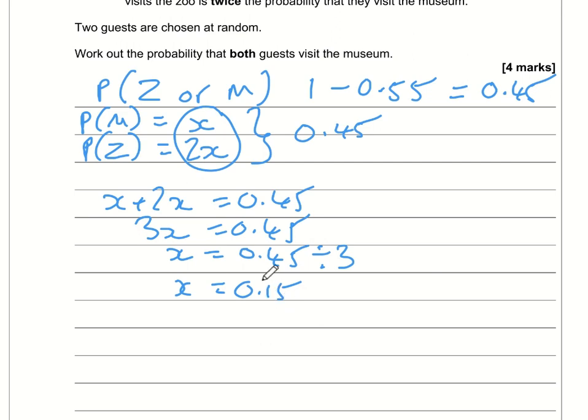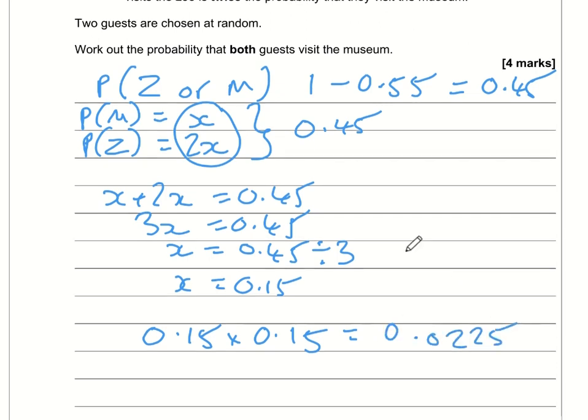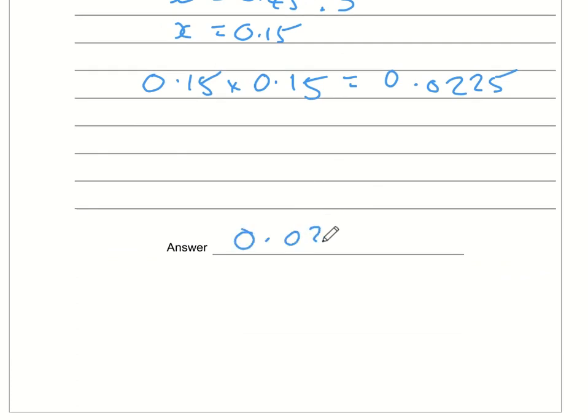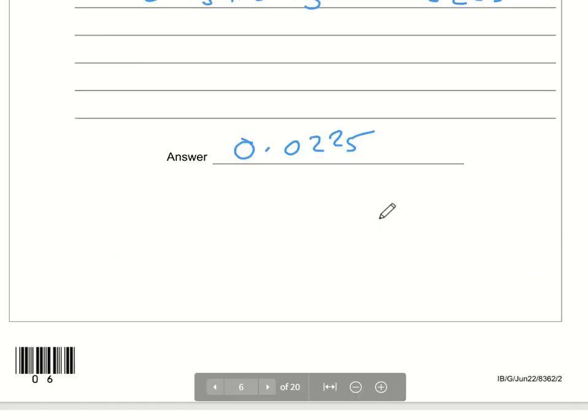So if two guests are chosen at random, what's the probability that they both visit the museum? Here we need to multiply this probability by itself, so 0.15 multiplied by 0.15, and that comes to a total of 0.0225, and we are done. So 0.0225.